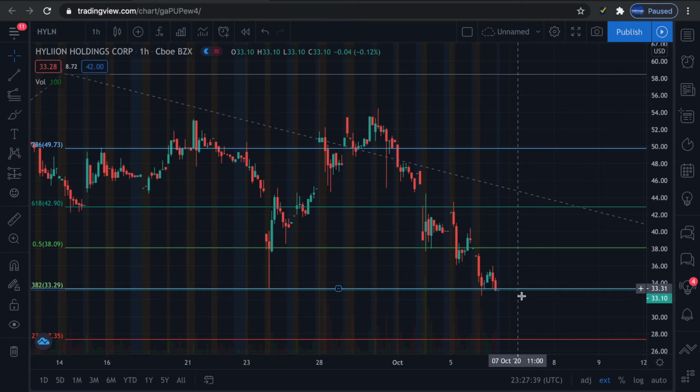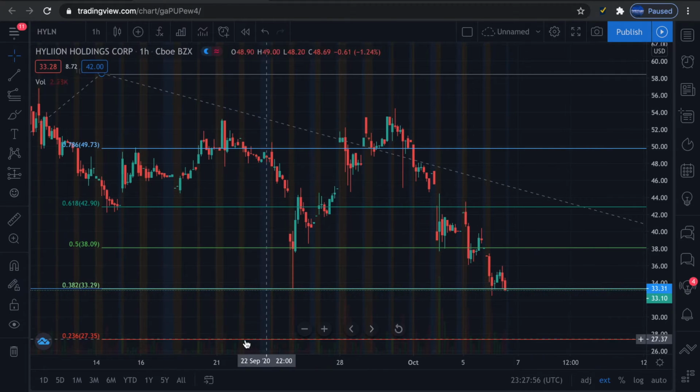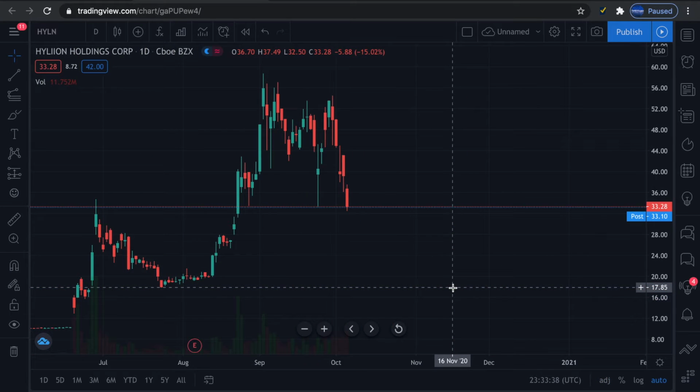And the reason I say this is because our indicators are also suggesting that this is already an oversold stock, as we saw from the slow stochastic and the stochastic RSI. Because the stock is so oversold, I do not really think it will drop down to this 27 level and stay there.